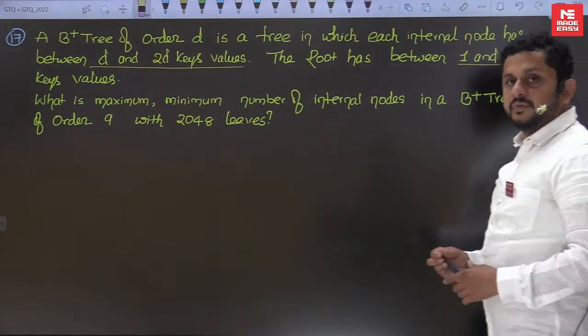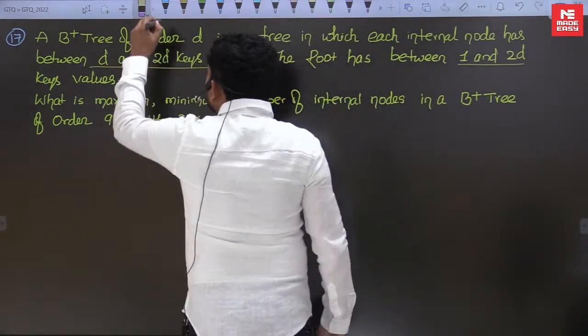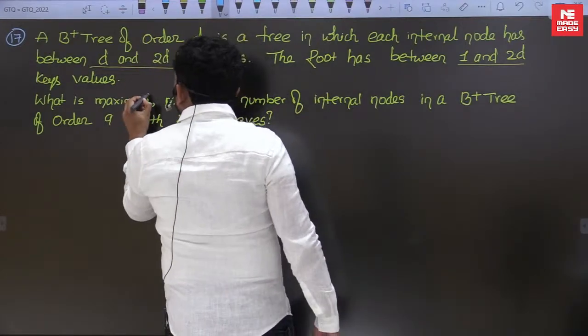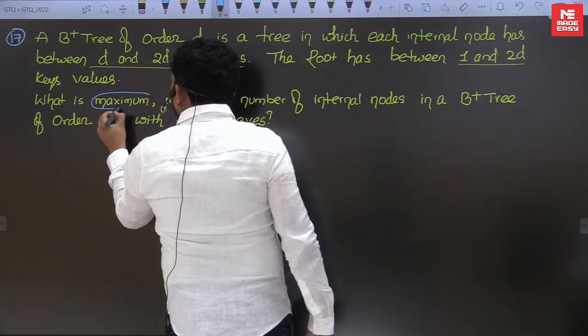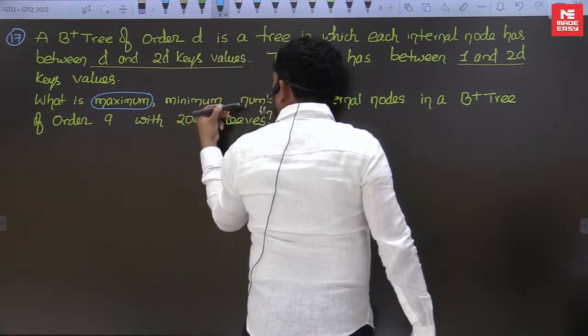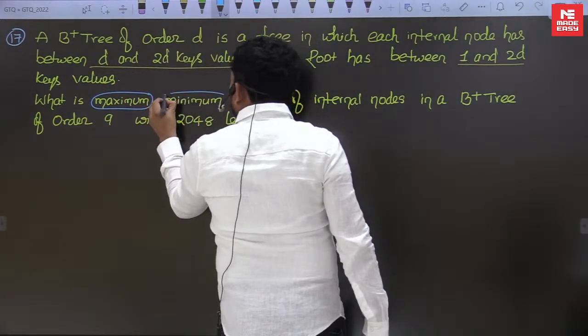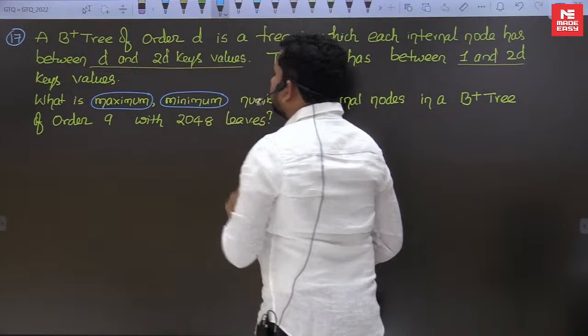Right? At least first try for the maximum possible internal nodes, and second the minimum possible internal nodes.